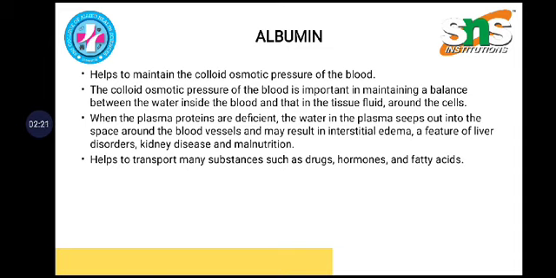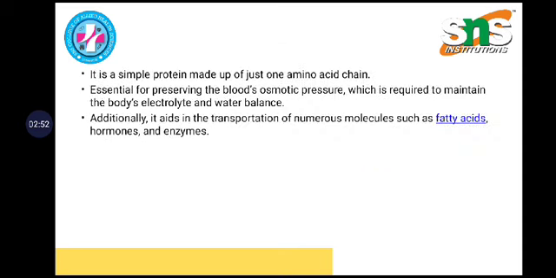Albumin mainly helps to maintain the colloid osmotic pressure of the blood, and it is important in maintaining the balance between the water inside the blood and the water in the plasma that seeps out into the space around the blood vessels, which may result in disorders of the kidney and malnutrition. Albumin also helps in the transport of many substances such as drugs, hormones and fatty acids. It is also a simple protein made up of just amino acids.